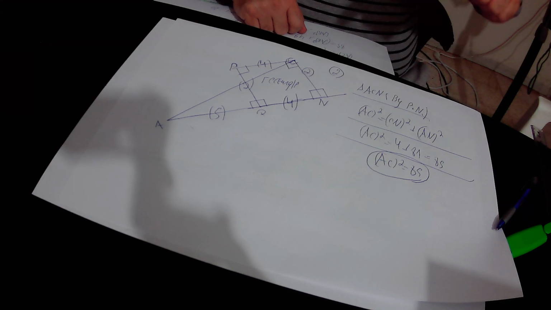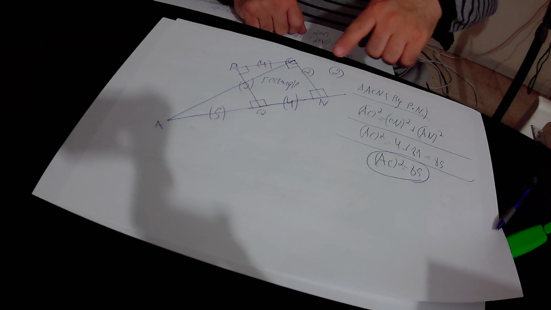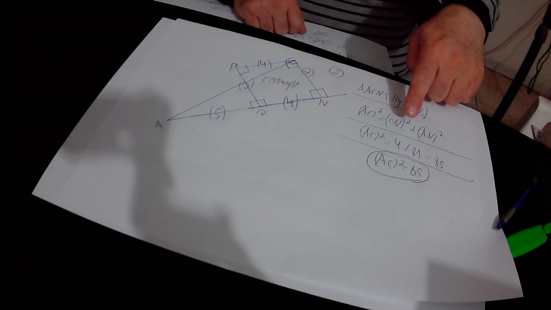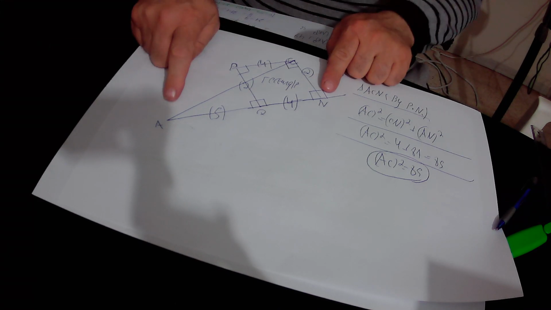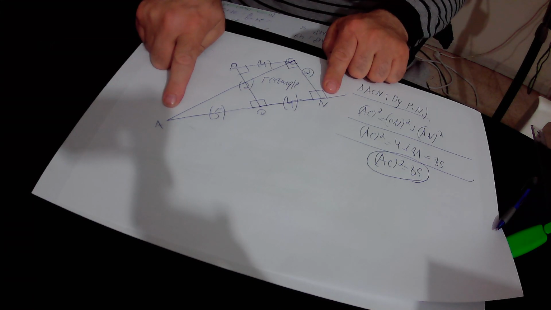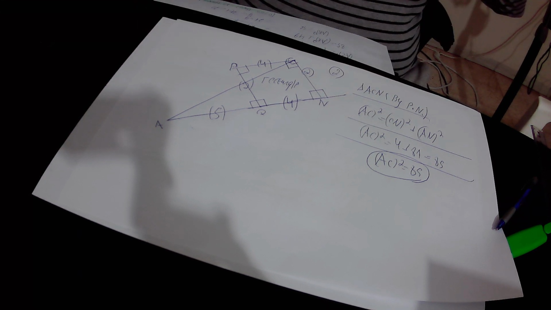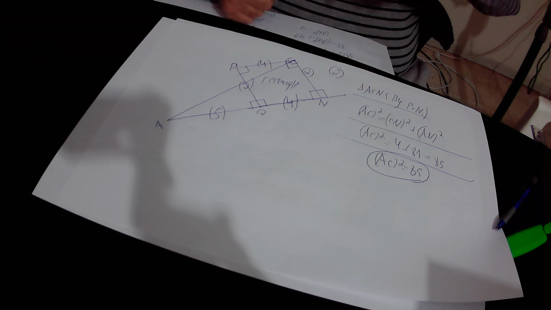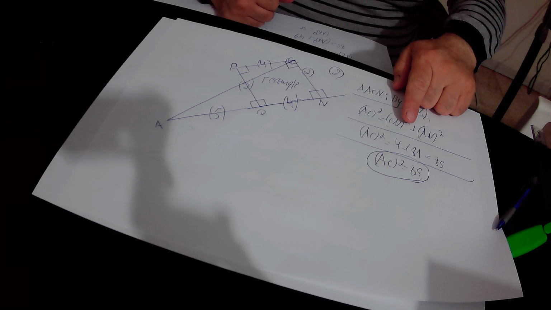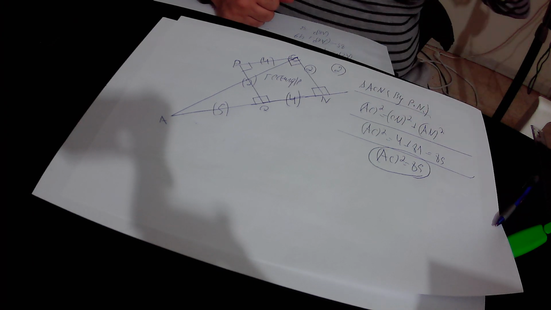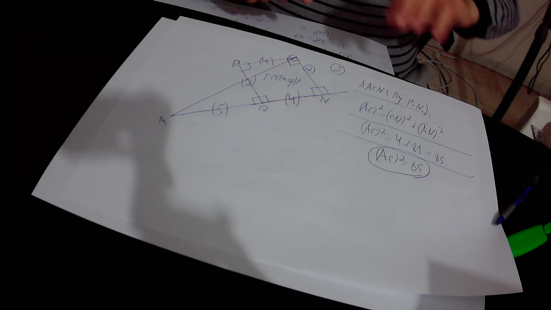So AC squared equals CN squared. CN is 2, therefore CN squared is 2 squared, that is 4, plus AN squared. AN in total equals 5 plus 4, that is 9. Therefore, AN squared is 9 squared, that is 81. So in conclusion, we found that AC squared equals 4 plus 81, that is 85. So AC squared equals 85.